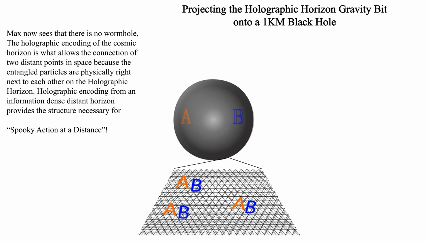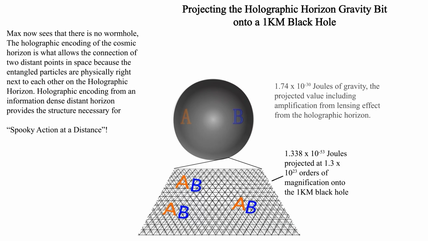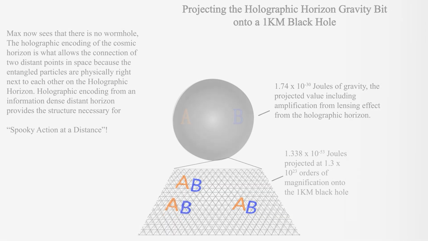So here we can see that at the cosmic horizon, we have 1.338 times 10 to the negative 53 joules, and it gets projected down 1.3 times 10 to the 23 orders of magnitude, which gives us our 1.74 times 10 to the negative 30 joules of gravity locally on that black hole event horizon.